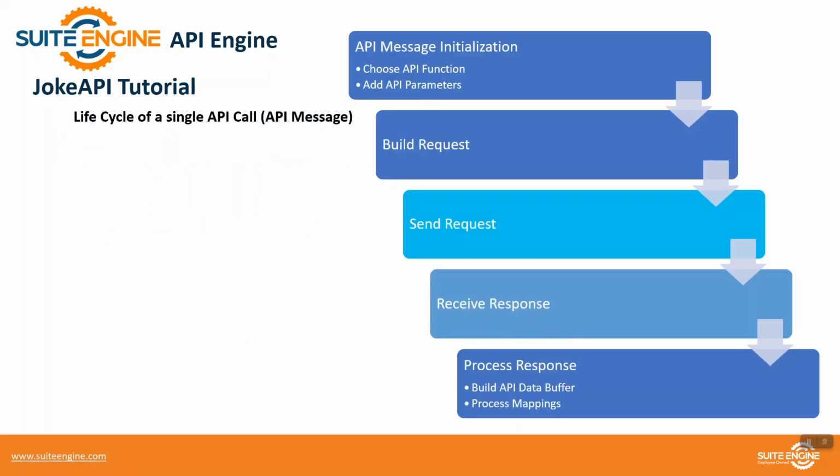If you remember, we can break down an individual API call. Each API call in our SweetEngine API engine product has a message associated with it. In this case, we have an API function that we choose. We add parameters to it, which are essentially variables that are bound at runtime to the request. We build the request, we send the request, receive a response, and then process the response. We've seen it up through building the data buffer in previous videos, and in this video, we will be working on processing the mappings.